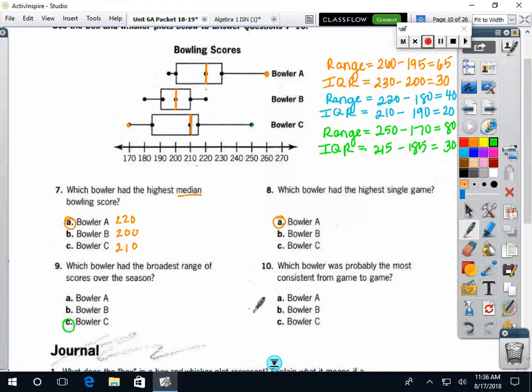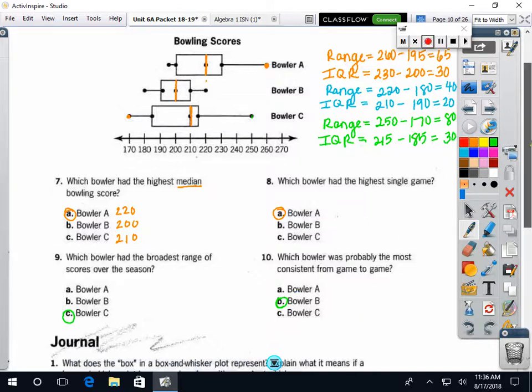Okay, which bowler was probably the most consistent from game to game? B. See how his numbers for range and interquartile range are small? That shows less variability, less spread. Now, does that mean he was a good bowler? No, he was just consistent at bowling bad, right? Okay? He was consistently the worst one.